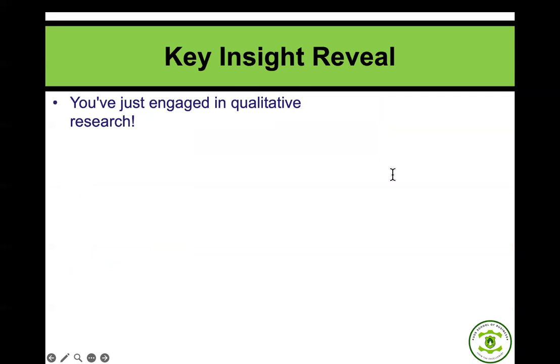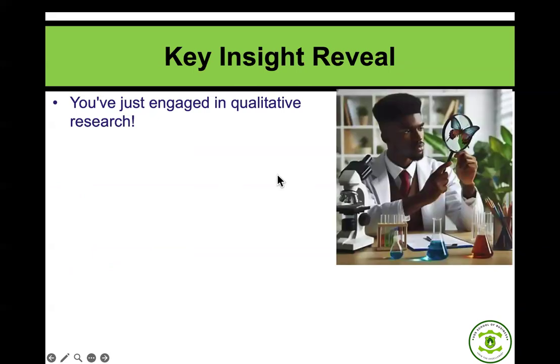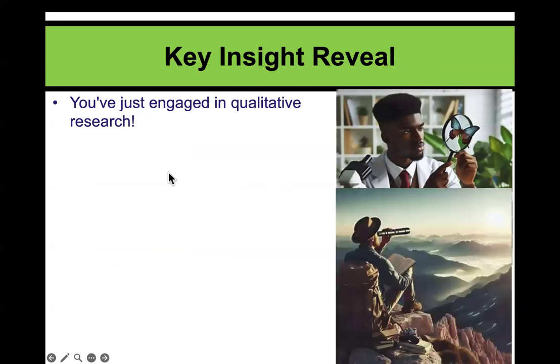Now, what you just did while looking at the Instagram feed wasn't just a social media exercise. You were actually conducting qualitative research. Let me show you exactly how.